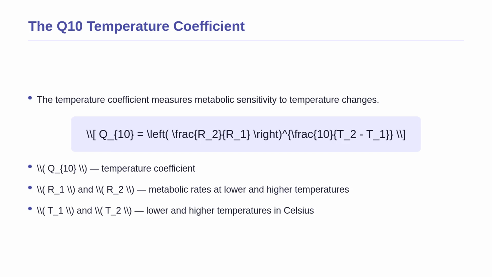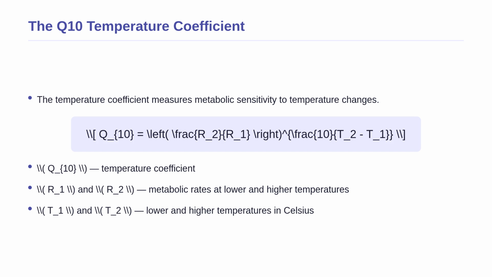Understanding these thermal limits naturally leads us to wonder how we can measure this sensitivity mathematically. This is where the Q10 temperature coefficient comes in. Conceptually, this formula calculates the factor by which the rate of a biological process increases for every 10 degrees Celsius rise in temperature. Let us break down the symbols.